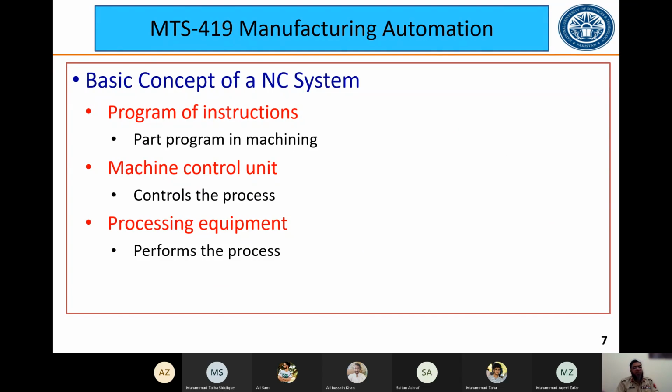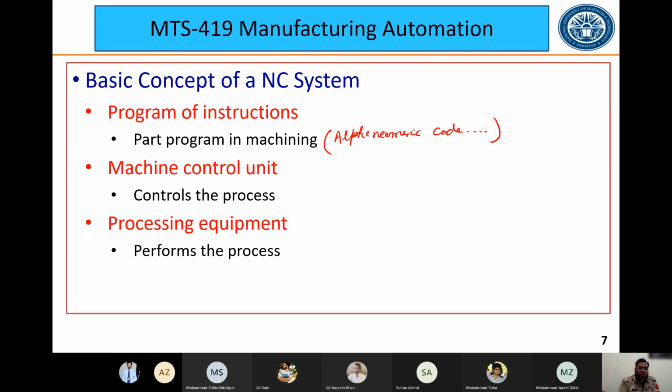Now, what is the basic concept? The basic concept of the NC system is, number one, the part program of instruction, which is part programming, and we have already discussed that it is in the form of alphanumeric code. So we have an alphanumeric code which is used for the part programming.